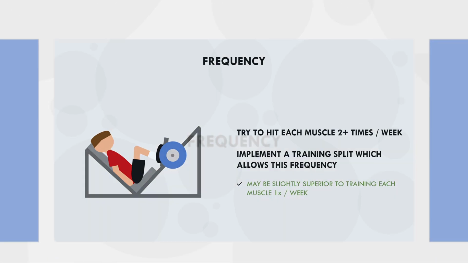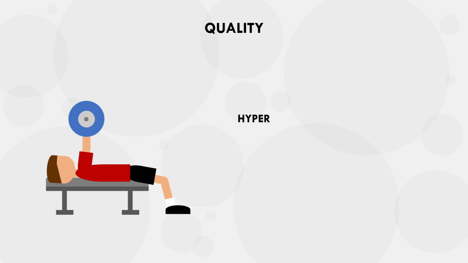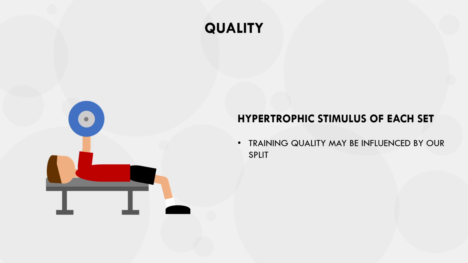And the last factor to consider for our training split is training quality. This encompasses many different variables, but ultimately refers to the hypertrophic stimulus of each set. While more volume tends to result in greater hypertrophy outcomes, higher training quality will also have a positive effect. The training split we implement can have an impact on lifting quality and therefore the hypertrophic stimulus of each set. This relates back to the frequency research, which shows that higher frequencies seem to be slightly more hypertrophic compared with lower frequencies.